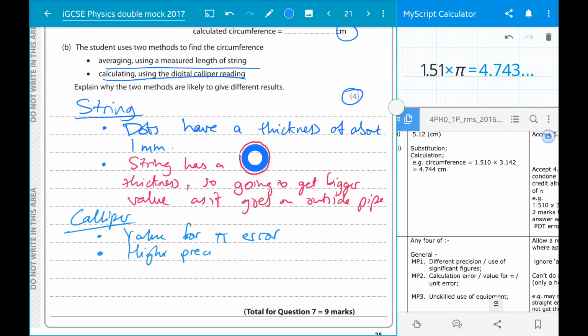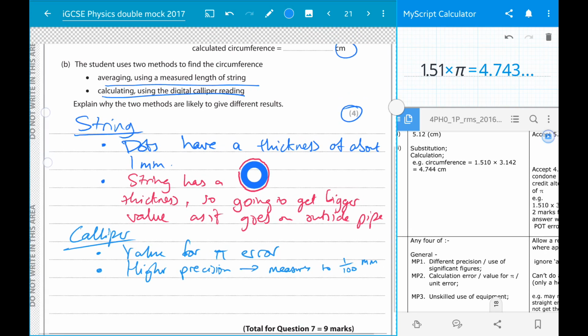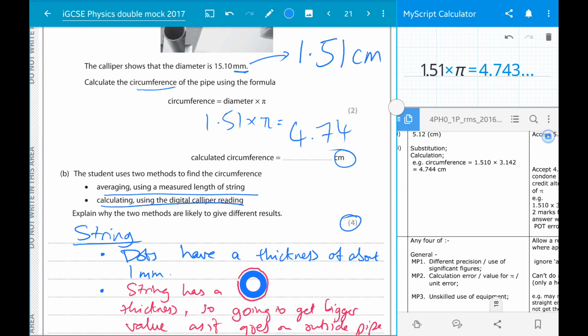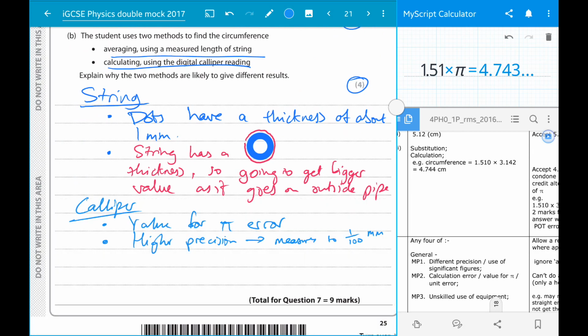And explain exactly what you mean by this. It measures to 1/100th of a millimeter. So you're going to get a better result in terms of precision because your values are actually going to be a lot higher. But there are a few other things to point out.